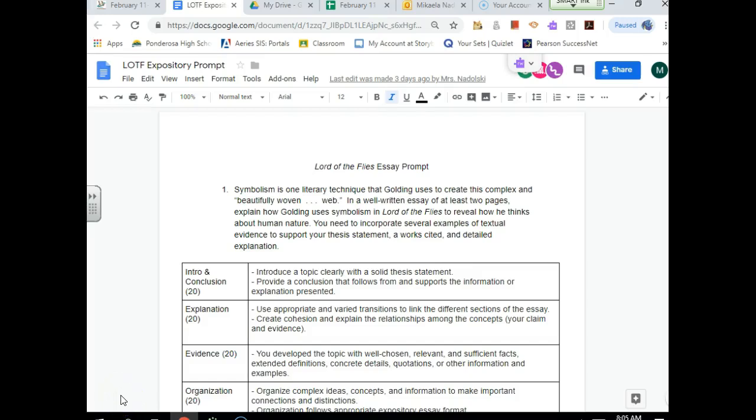Here's your prompt. All right, follow along with me. Symbolism is one literary technique that Golding uses to create this complex and beautifully woven web. In a well-written essay of at least 2 pages, explain how Golding uses symbolism in Lord of the Flies to reveal how he thinks about human nature. Okay? So how is symbolism used to demonstrate that he thinks mankind is inherently evil?